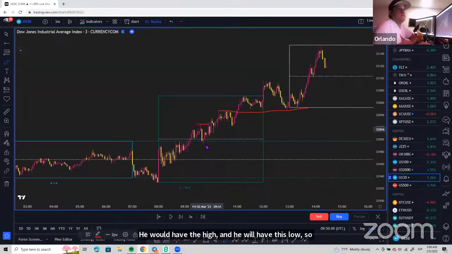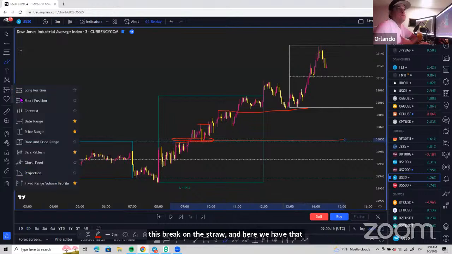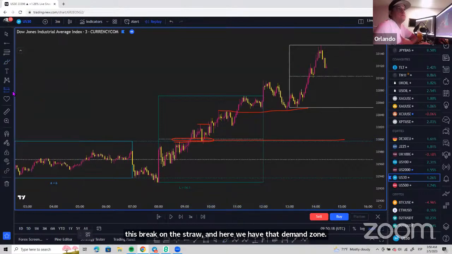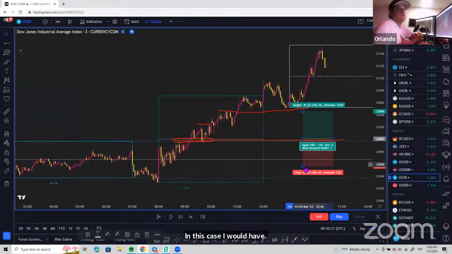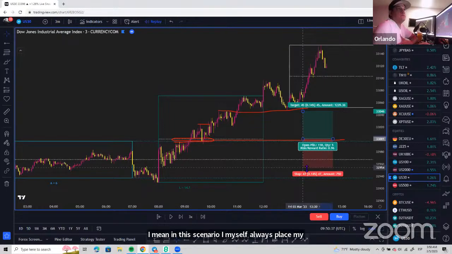So this break of the structure, and here we have that demand zone. In this case, I would have placed my buy limits here again with my stop loss. Again, there's two schools of thought in this case. I myself always place my stop losses below the structure low when I'm looking for longs, or above the structure high when I'm looking for shorts, right?